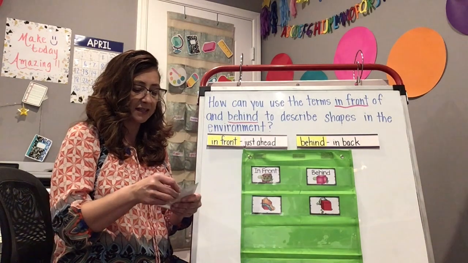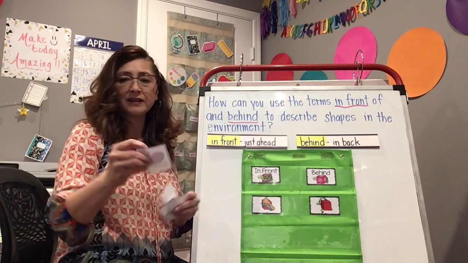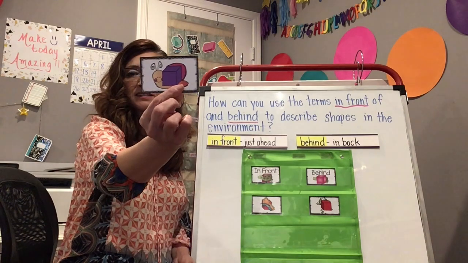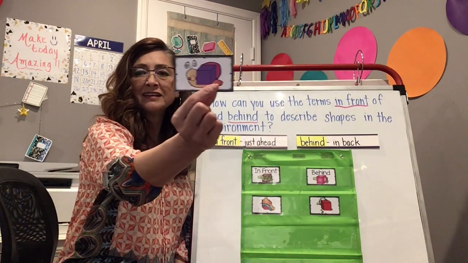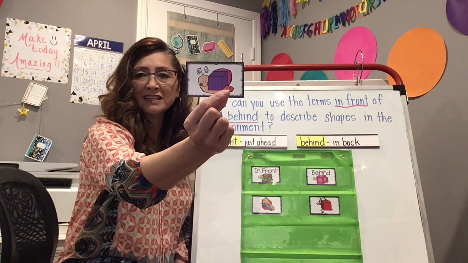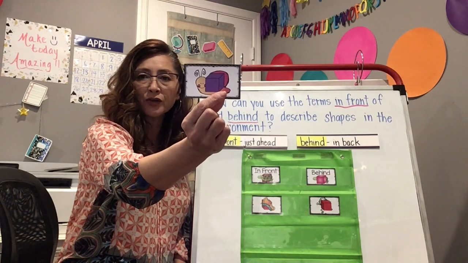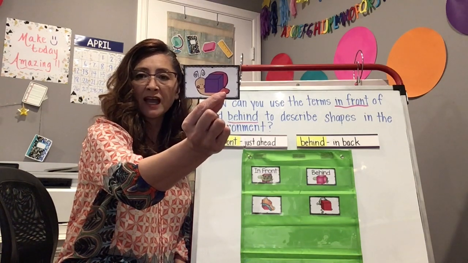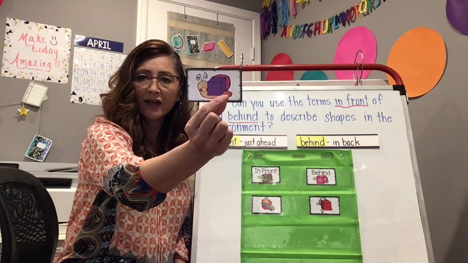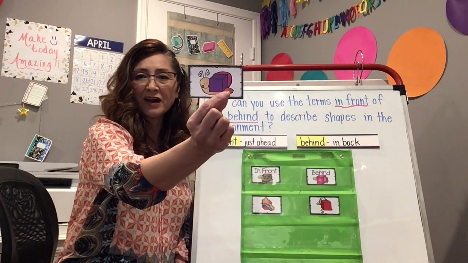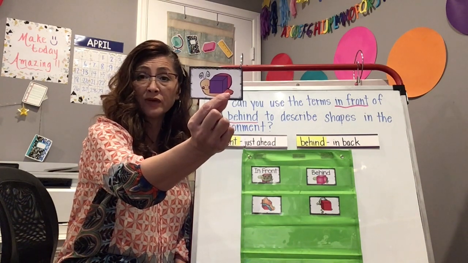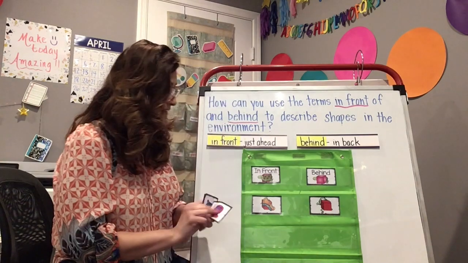Okay, let's take a look at another picture. How about this one, boys and girls? Where's the snail? That's right, the snail is behind the purple cube. And how do you know that? That's right, there's a part of the snail that we can't see. Right, very good.